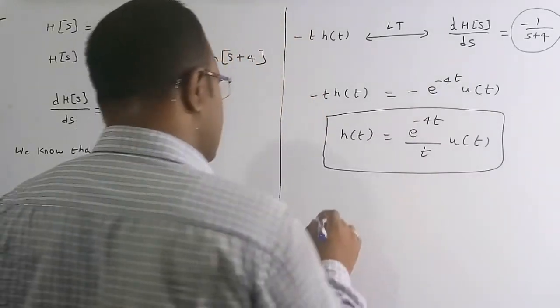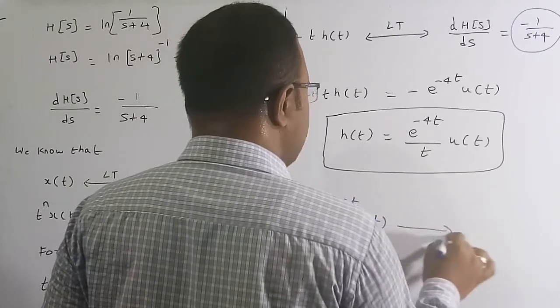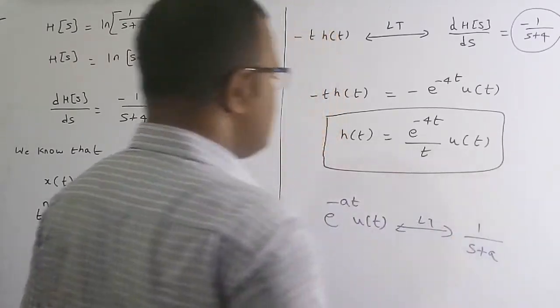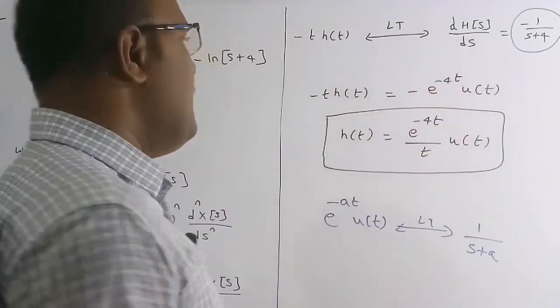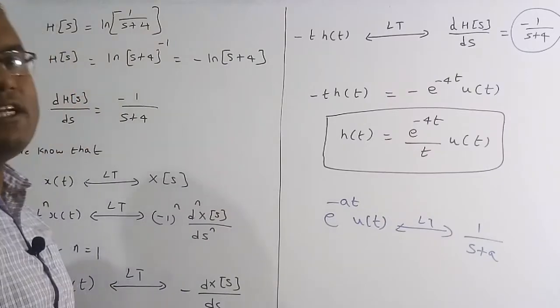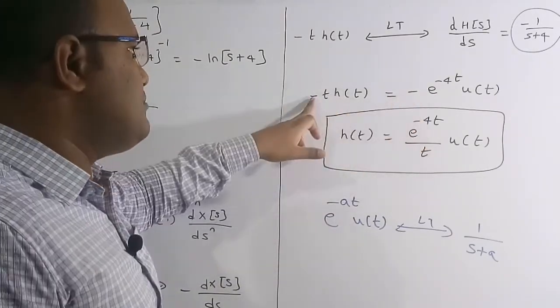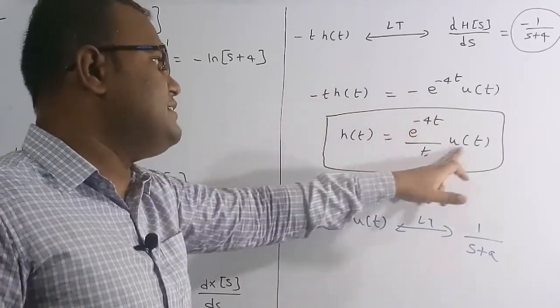u of t, because for e to the power of minus at into u of t, the Laplace transform is 1 by s plus a. So if you compare those equations, as there is a minus, you have to keep the minus here, but we need only h of t. So h of t is equal to this; the minus gets cancelled, and the t I am going to take to the denominator. So therefore e to the power of minus 4t by t into u of t.